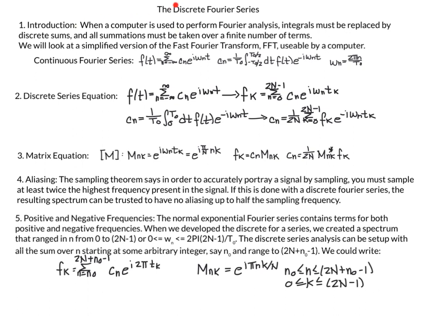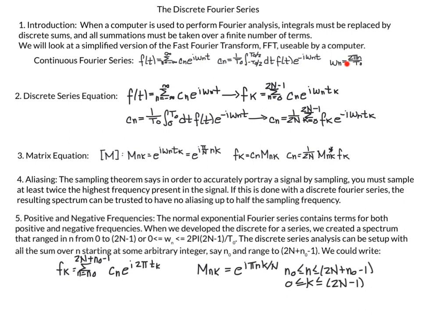First, we use discrete Fourier series when we use a computer to perform our Fourier analysis. To use a computer, integrals must be replaced by discrete sums, and all summations must be taken over a finite number of terms. So we're going to look at a simplified version of the fast Fourier transform, which can be used by a computer. We start with our continuous Fourier series.